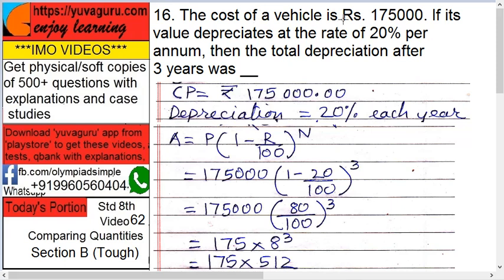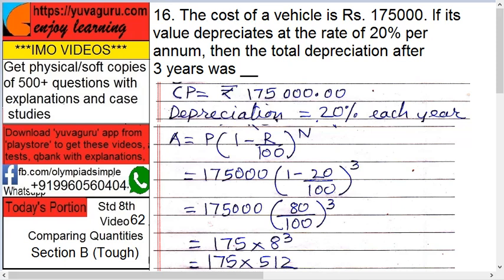The cost of a vehicle is 1,75,000. If its value depreciates at a rate of 20% per annum, then what is the total depreciation after 3 years? Here, what is depreciation firstly?